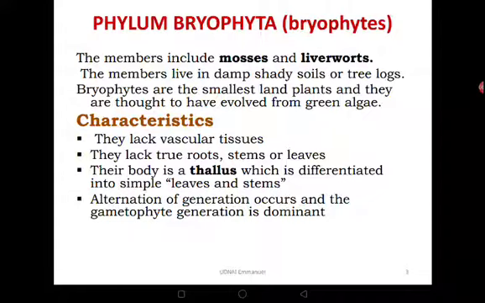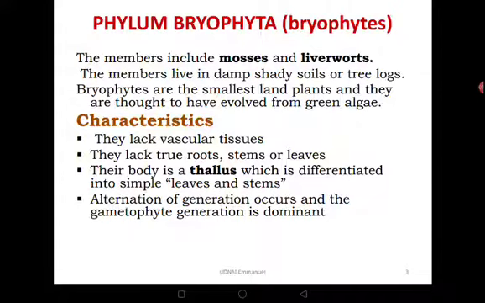So they don't have vascular tissues. They also don't have true roots, true stems, or even true leaves, but they have structures which resemble roots. They are called rhizoids. Then they have some structures like stems or leaves, as we shall see. And when you look at their general body, it is called the thallus, the main body, and it has some simple leaf-like or stem-like structures.